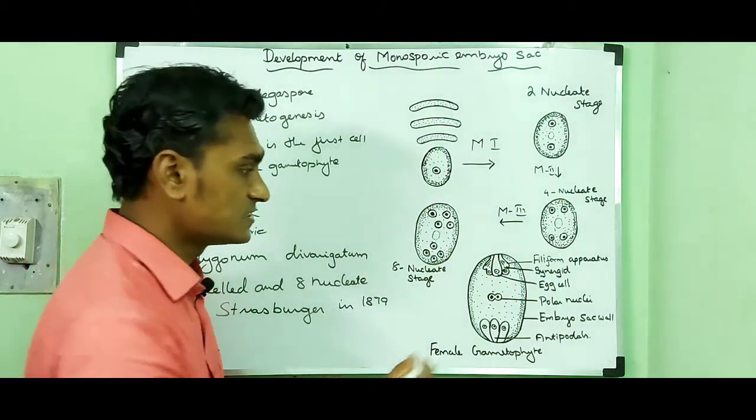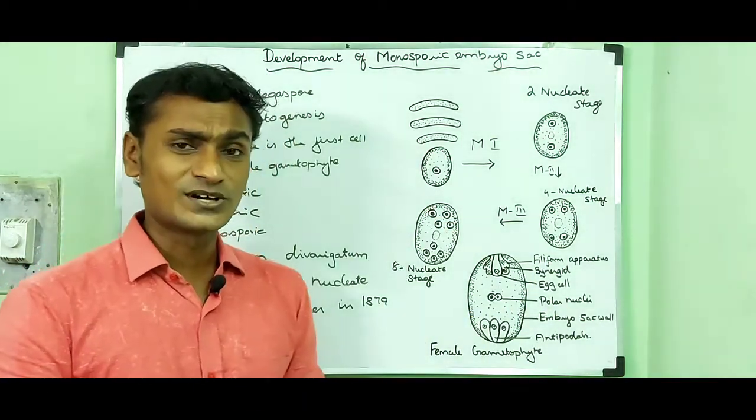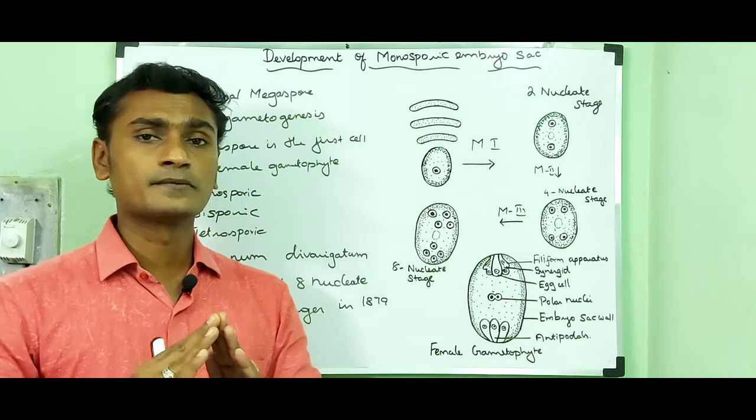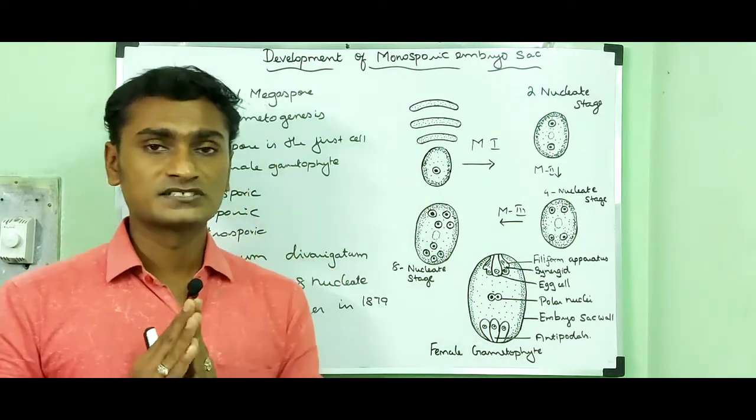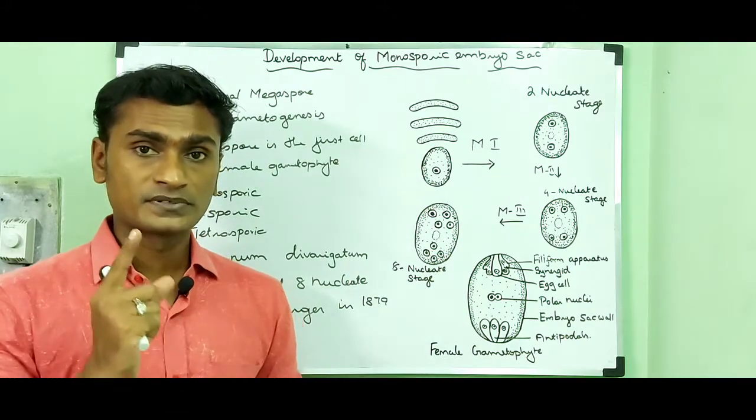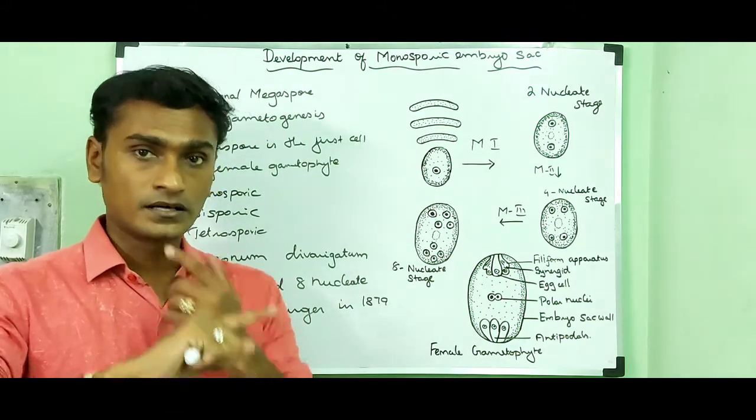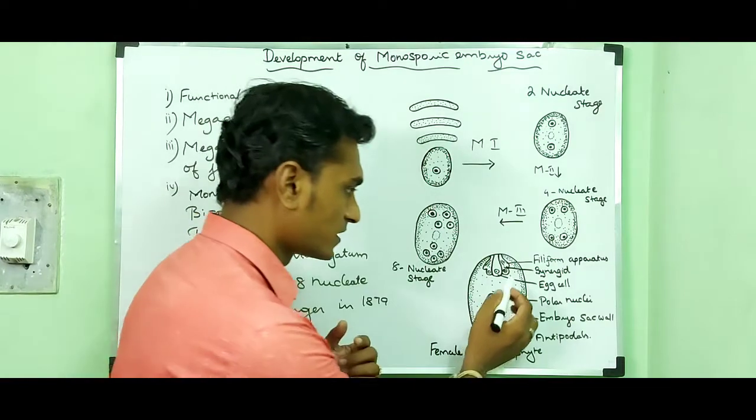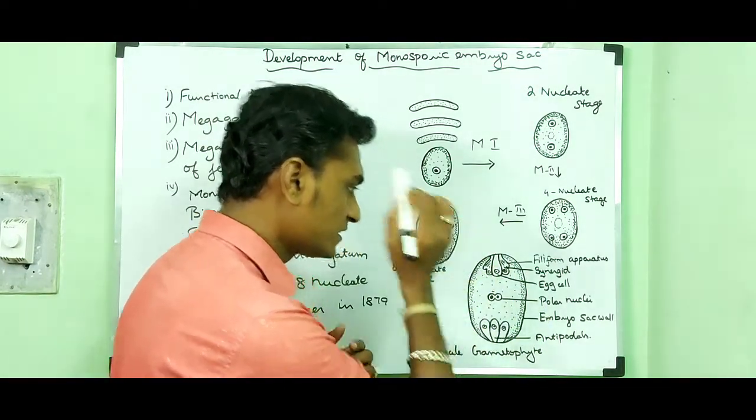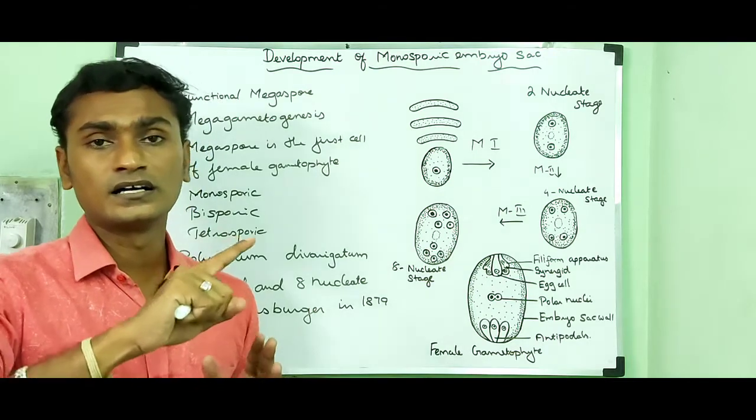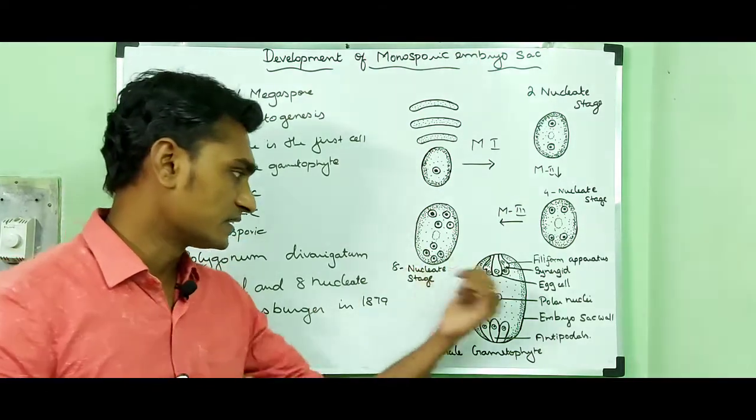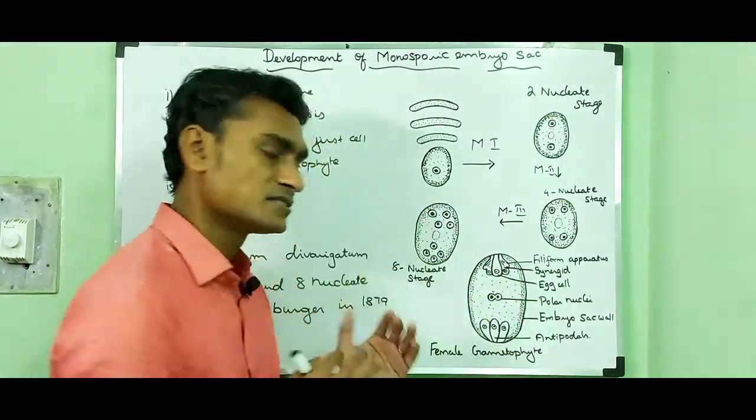Then synergids are the smaller cells when compared to egg. சரிங்களா? Synergids are smaller cells when compared to egg. Present one on both sides of the egg cell. பாத்தீங்கன்னா இங்க ஒரு synergid இருக்கு, இங்க ஒரு synergid இருக்கு. சரிங்களா? Present one on either side of the egg cell. ரெண்டு பக்கத்துலயும் synergids இருக்கு.